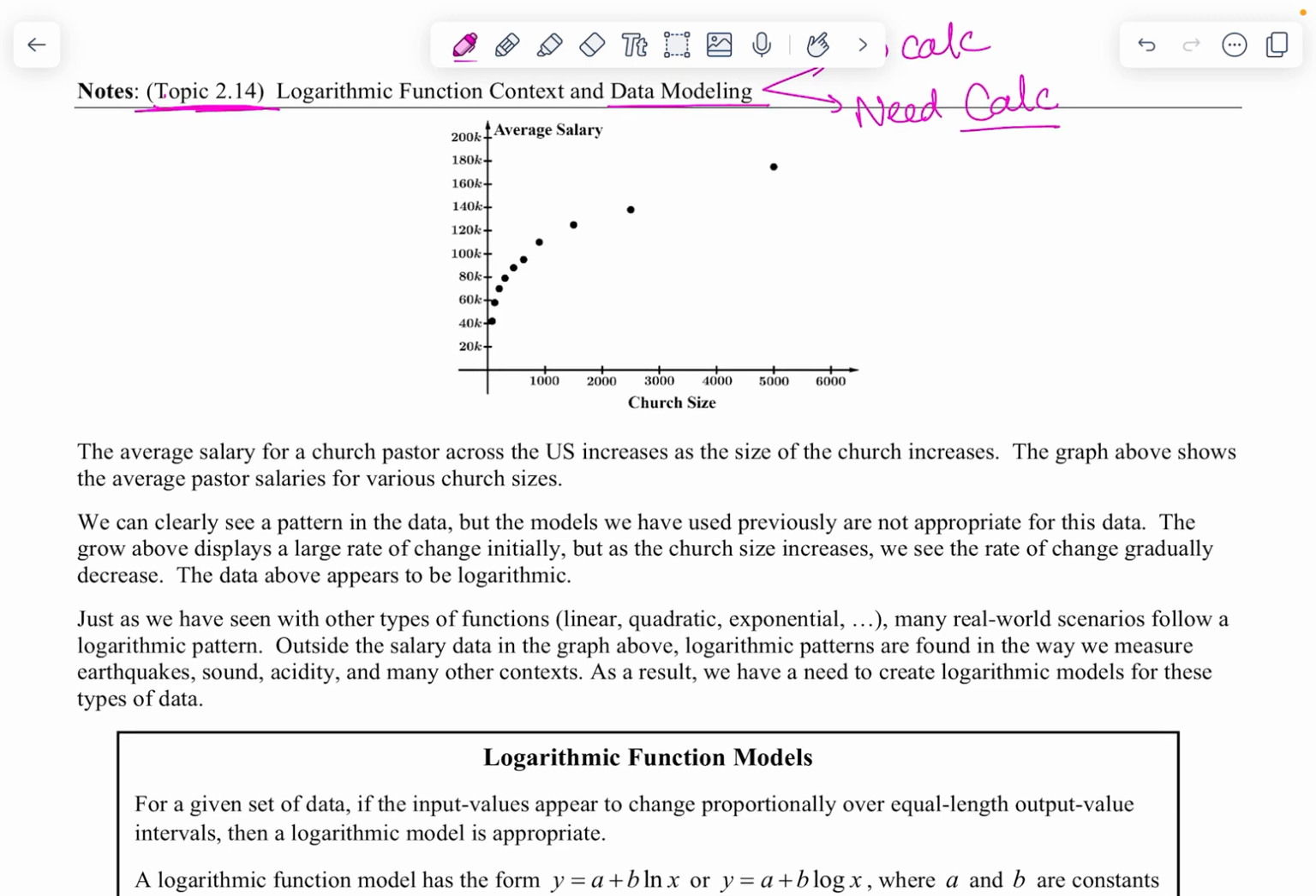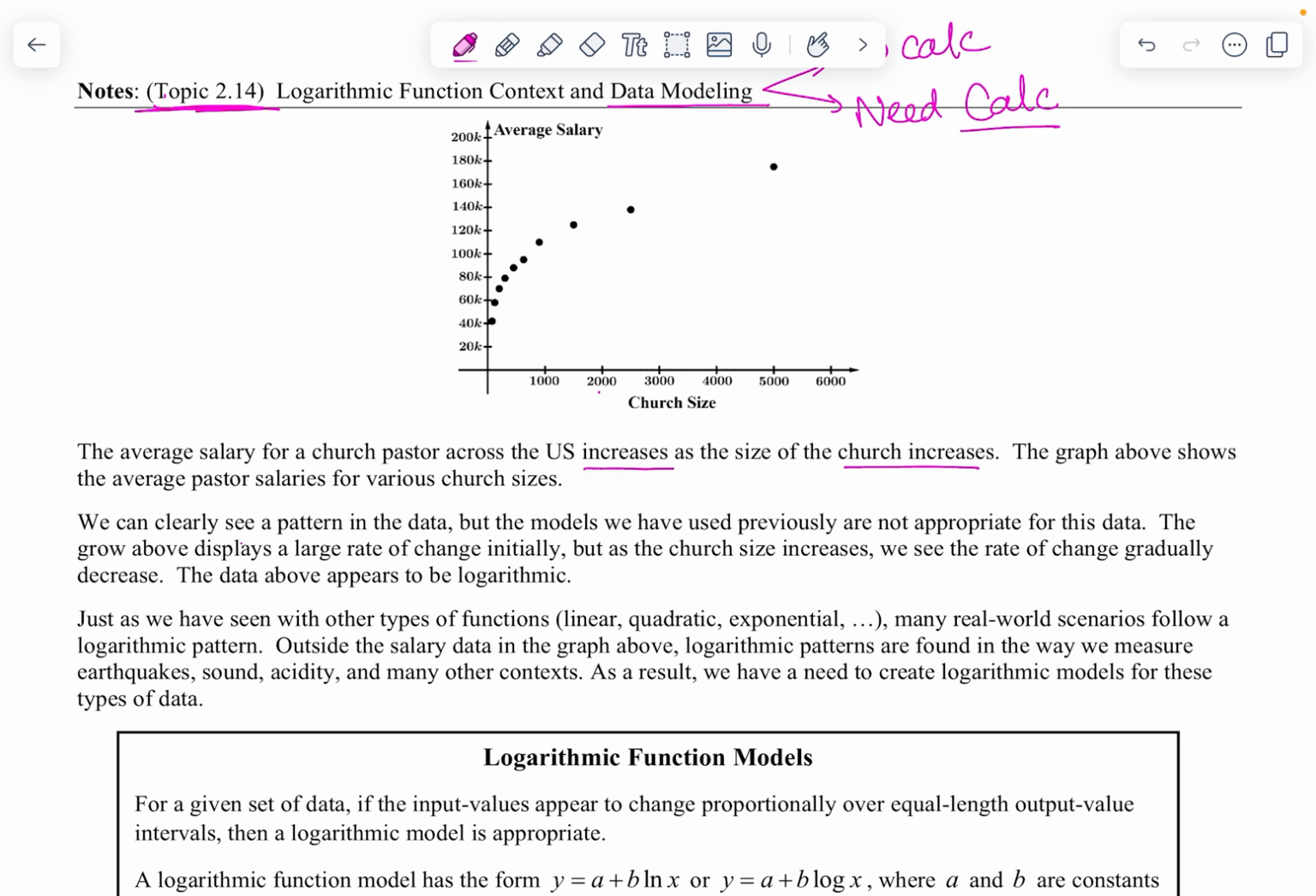This is a graph for the average salary for a church pastor across the U.S. It shows that it increases as the size of the church increases. So as the number of people increases, so does the pastor's salary. The graph above shows the average pastor salary for various church sizes. So we can clearly see a pattern in the data.